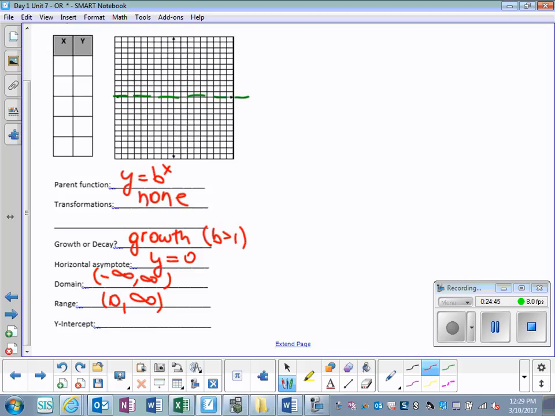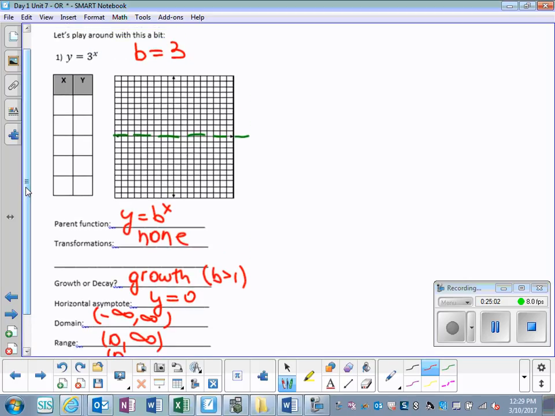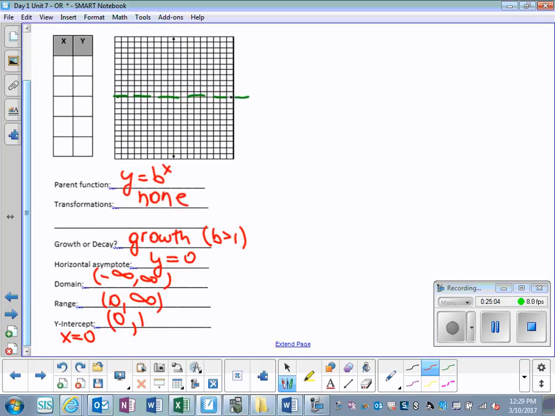And my y-intercept: if I don't have the graph, how do I find it? Plug in your x. Yes, so for the y-intercept, x is always what? 0. So I know it will be 0, something. And how do I find that number? I just plug in 0 here. So 3 to the power of 0 is what? 1.